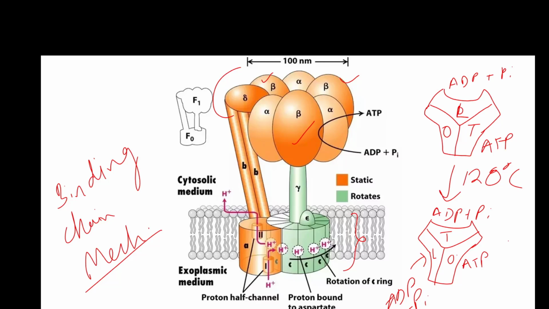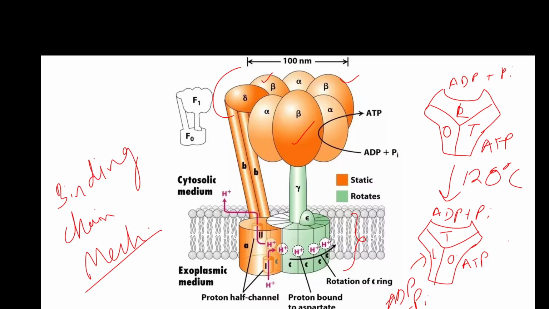Here what happens, the three alpha beta dimers have three different states. So in one, the open state O, here O is empty, and then the loose state L contains the ADP plus inorganic phosphate, and then the tight state T contains the ATP. So rotation of this gamma subunit within this alpha beta hexamer converts the L state to a T state, the T state to an O, and O to an L, and then the L state can accept a new charge of the substrate.